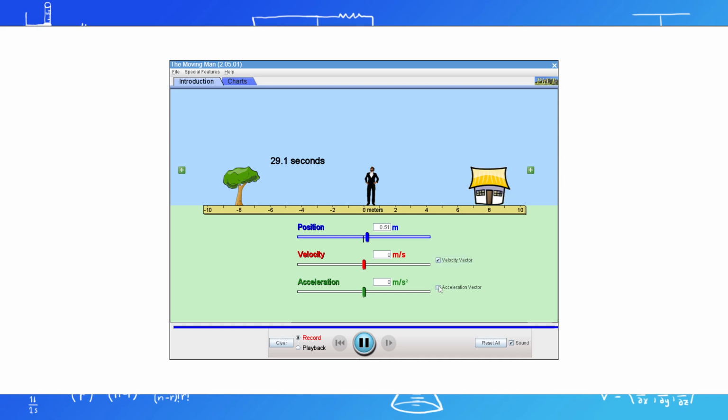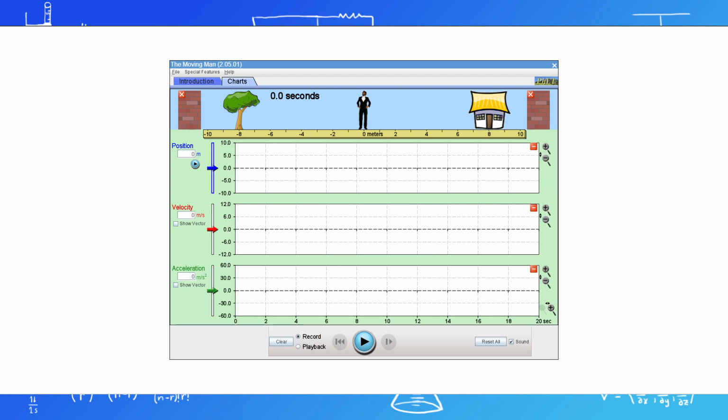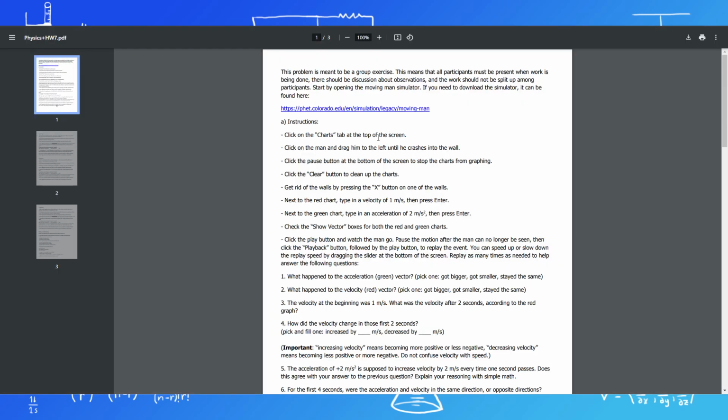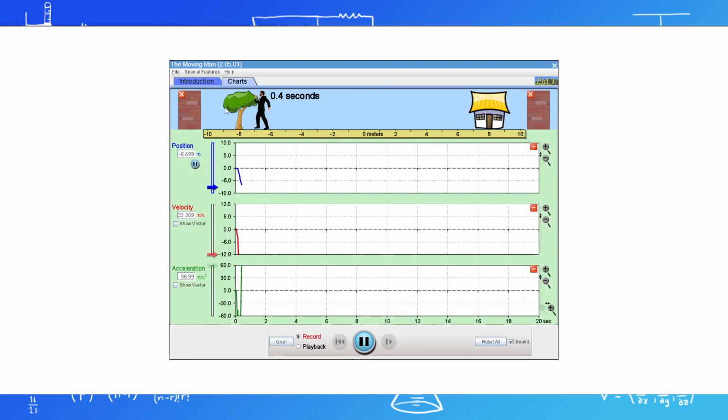You can switch on the velocity and acceleration vectors so that you can actually see the vectors drawn on him as he goes. It's kind of chaotic if you just drag him around with the mouse, so I'm going to go into the charts mode. Click on the charts tab, click on the man and drag him to the left until he crashes into the wall. Clear the charts, pause the recording.